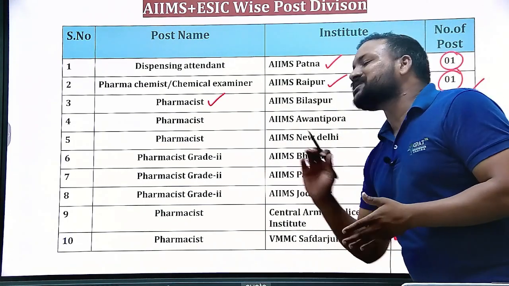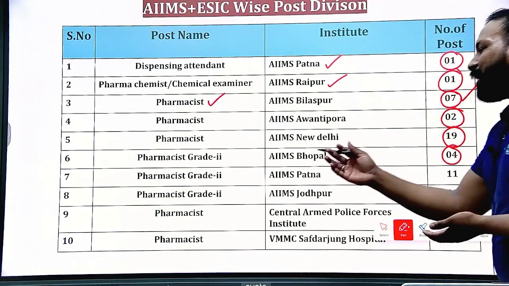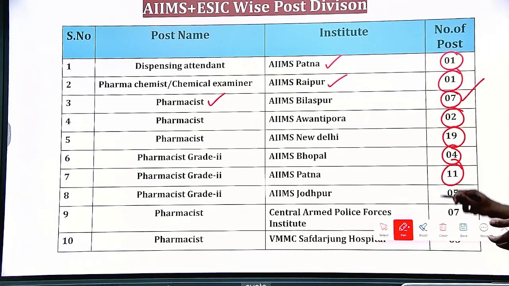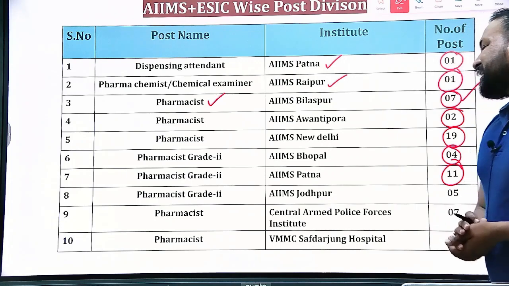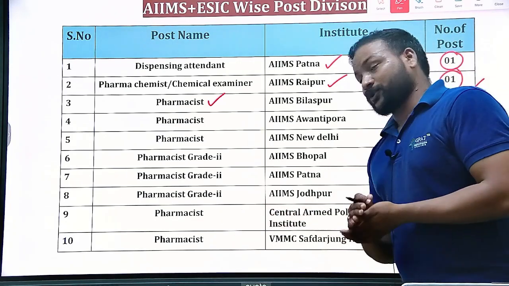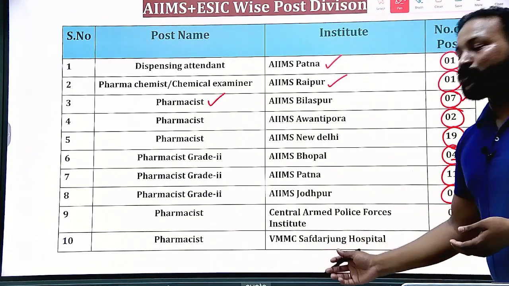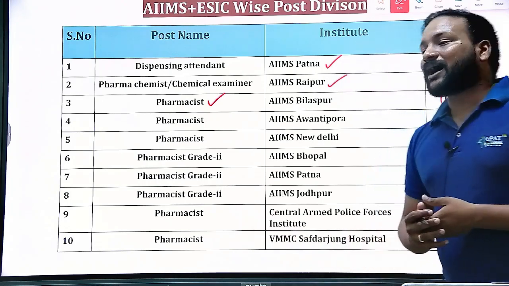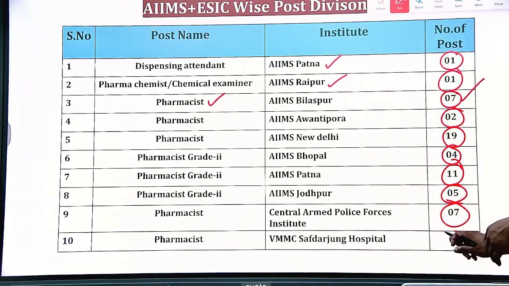And next, Pharmacist grade 2 in AIIMS Bhopal, we are having 4 vacancies. Pharmacist grade 2 in AIIMS Patna, we are having 11 vacancies. Also, Pharmacist grade 2 in AIIMS Jodhpur, we are having 5 vacancies. And lastly, Pharmacist in Central Armed Police Force Institute, we are having 7 vacancies. And also the Pharmacist at VMMC Safdarjung Hospital, we are having 3 vacancies.